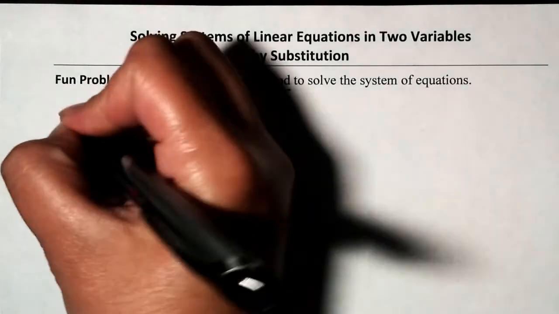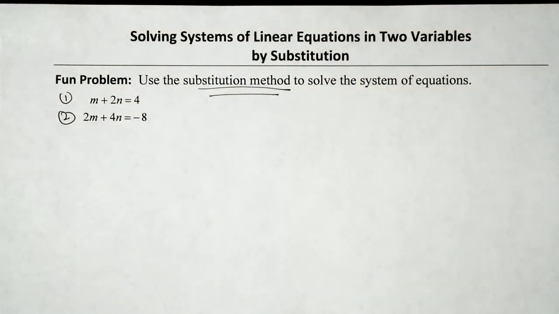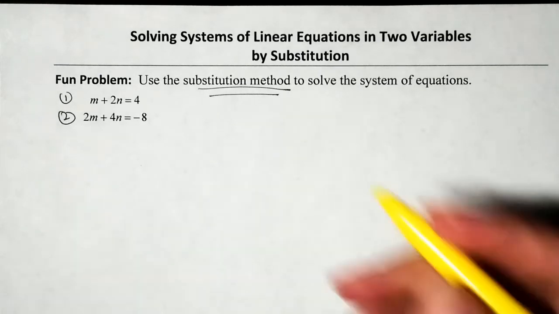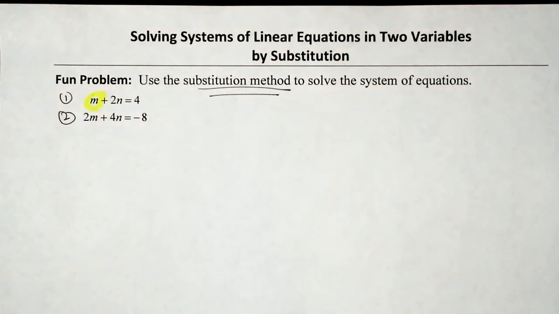So let's go ahead and number these 1 and 2. Ideally, it would be nice if we had a variable whose coefficient was 1 or -1, and if that's not the case, then we'll talk about it later. But in this case, we have a variable whose coefficient is 1 or -1. So let's go ahead and solve for that.